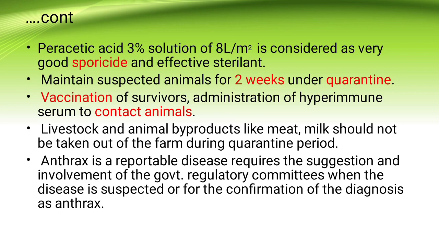Maintain the suspected animals for 2 weeks under quarantine. Vaccination of survivors, and administration of hyperimmune serum to contact animals. Livestock and animal byproducts like meat and milk should not be taken out of the farm during the quarantine period.